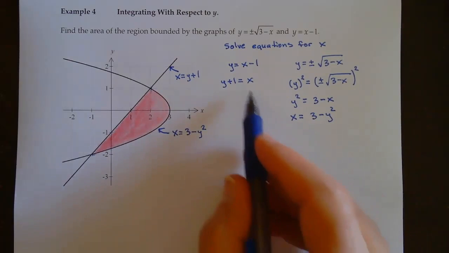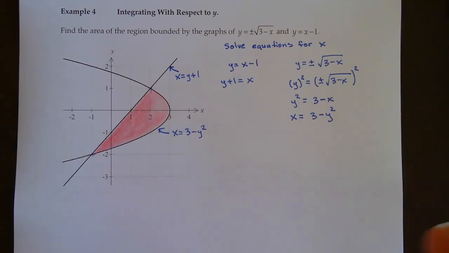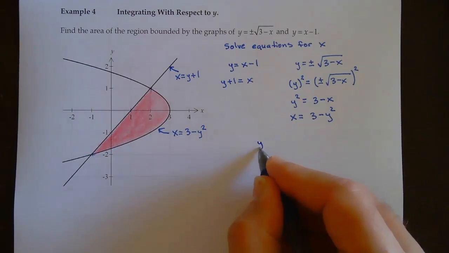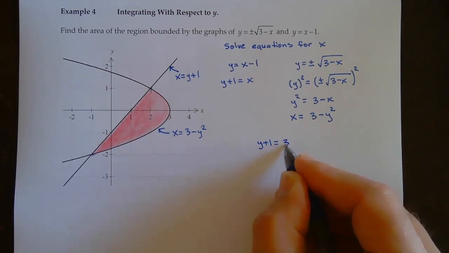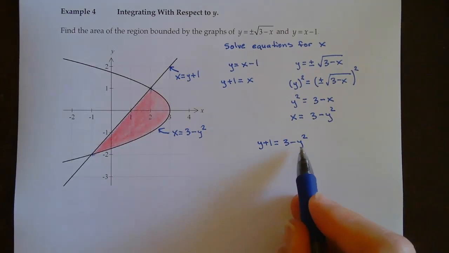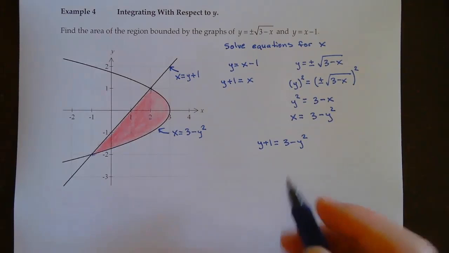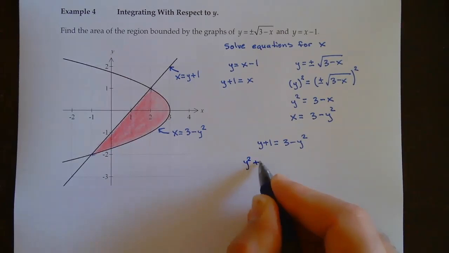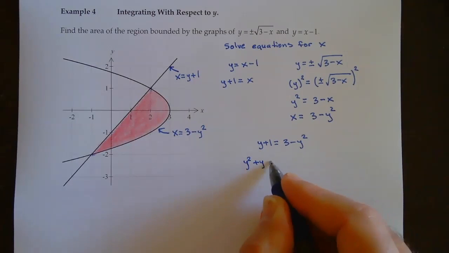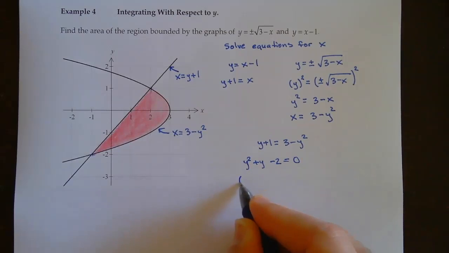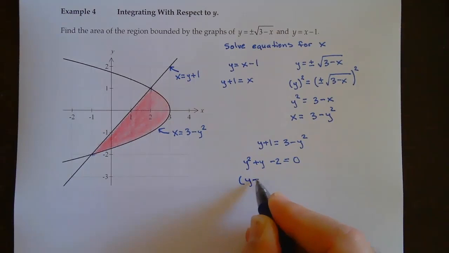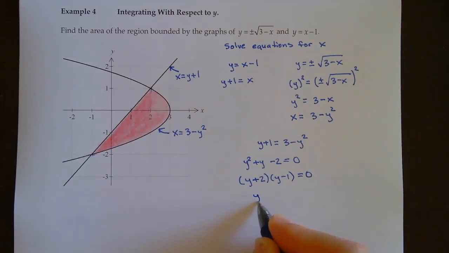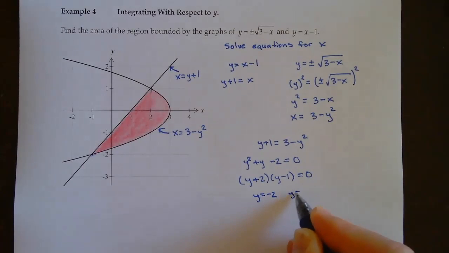We can do that because for these intersection points, the x's have to be the same. So we're going to set y plus 1 equal to 3 minus y squared. This is a quadratic, so I'm going to move everything to the other side. Moving this to the left-hand side, I get y squared plus y, and I have 1 but need to subtract 3, so that's minus 2 equals 0. Then this becomes y plus 2 times y minus 1, because I'm just factoring, equals 0. That means y equals negative 2 or y equals 1.